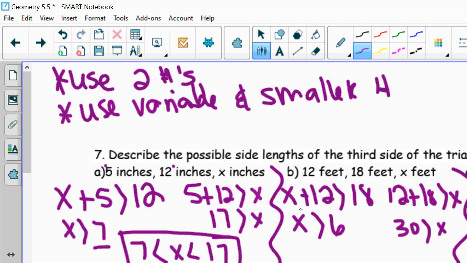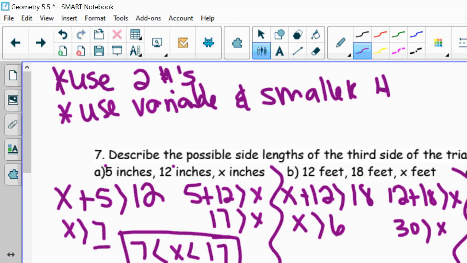And C says 7 yards, 13 yards, and X yards. So again, take the X and the 7. So X plus 7 would have to be bigger than 13. Subtract 7 from both sides. X has to be greater than 6. So I know X is between 6 and some other number.